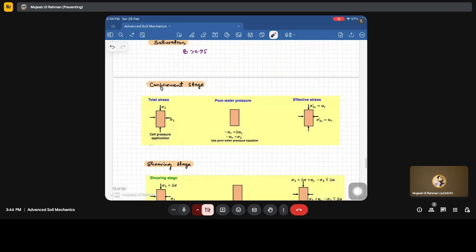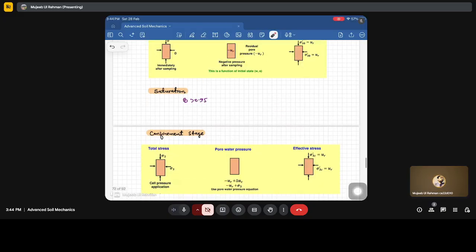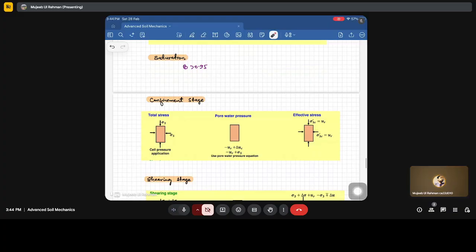In the confining stage, sigma 3 is the confining stress we are applying, which is the cell pressure application, and there is the generation of pore water pressure: minus UR is the initial residual pore water pressure, and delta UC is the generation of pore water pressure due to sigma 3. Now since B is 1, delta U will be delta sigma 3. So use the pore water pressure equation, it's done.